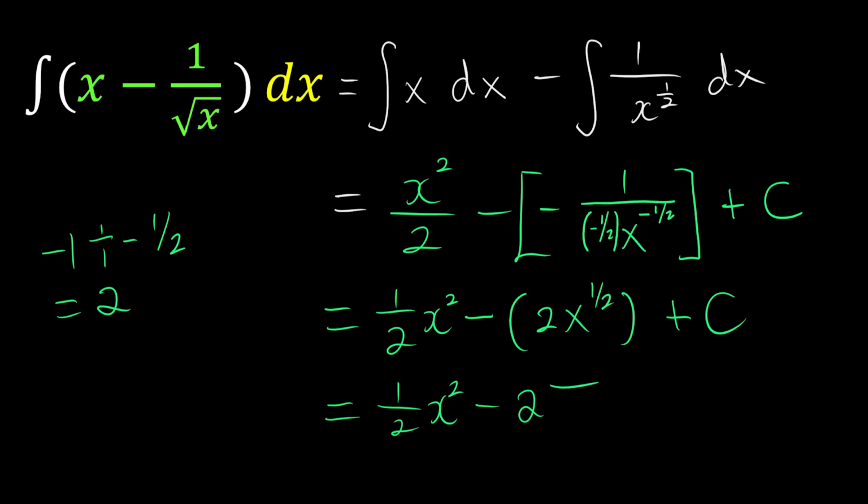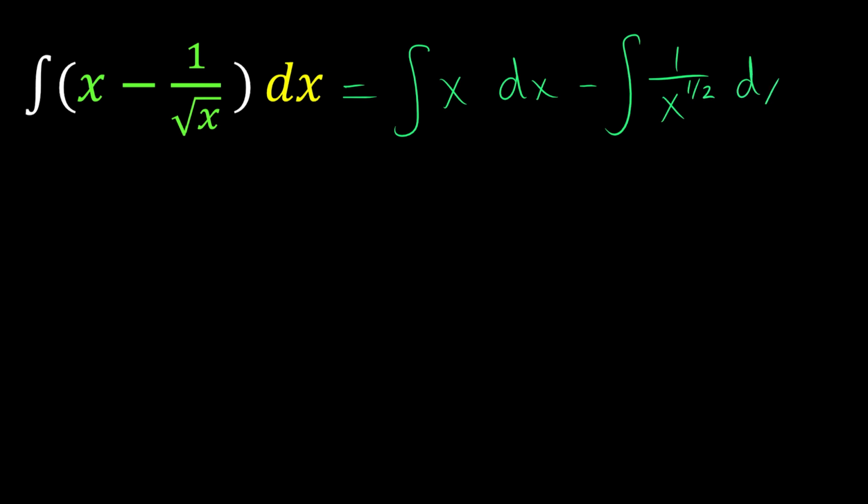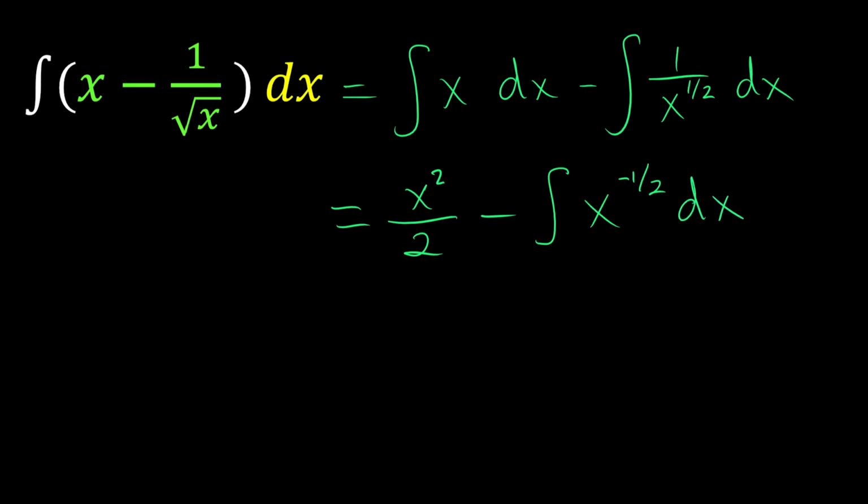Power of 1 over 2 is square root of x plus c, and we are done. The alternative way of doing this one is we break it down first like just now, minus integration of 1 over x power of 1 over 2 dx. Like usual, the first one just increase the power by 1 divided by the power, and this one we can write now as x power of negative half dx.